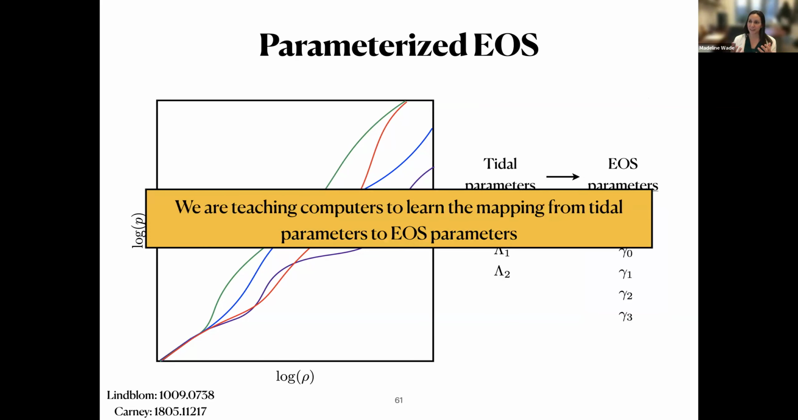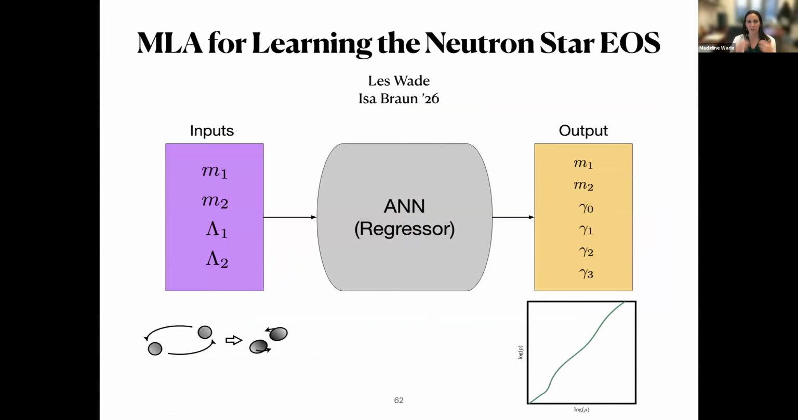So this is a somewhat new project that was initiated by Professor Les Wade at Kenyon to teach computers how to learn the mapping from the tidal parameters, the thing that the gravitational wave tells us, to the equation of state parameters. If we go back to our picture of what a machine learning algorithm looks like, in this case we're using an artificial neural network, but it's a regressor this time rather than a classifier. It's going to predict a number rather than a probability of being in a class. And in fact, it's going to predict 6 numbers.